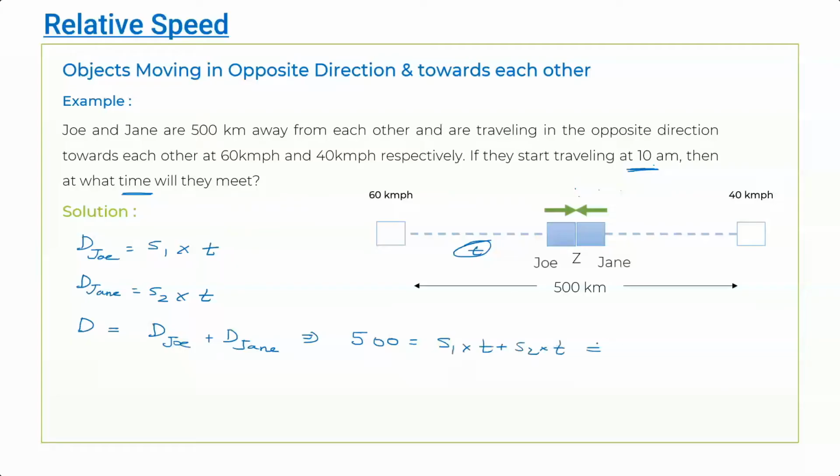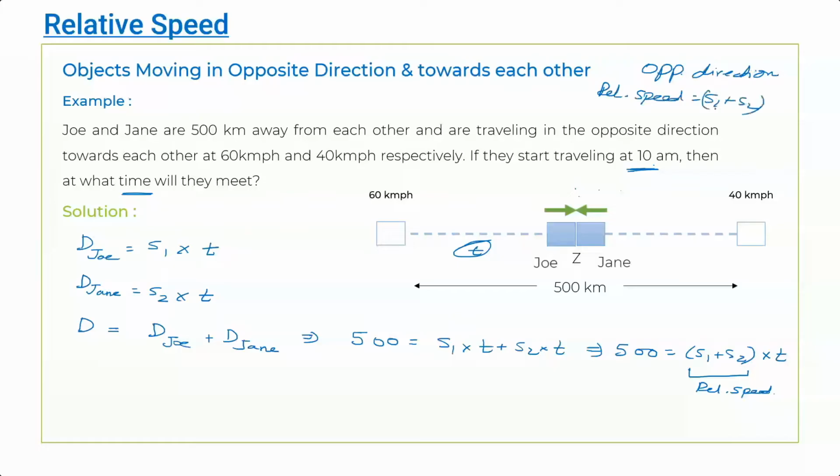Now notice an interesting thing here. If I take T common, I'll get the speed as (S1 plus S2) times T. Okay. Now this S1 plus S2 is basically known as the relative speed. So when two objects are moving in opposite directions, this is what you need to remember: the relative speed is basically the sum of their speeds, which is S1 plus S2. And it is logical also, right? They're coming towards each other, so if they're moving towards each other, they will meet quickly. Think of it in this way. To meet quickly, the speed must be more, so we need to add it. So this is one way of remembering whether you need to add or subtract.